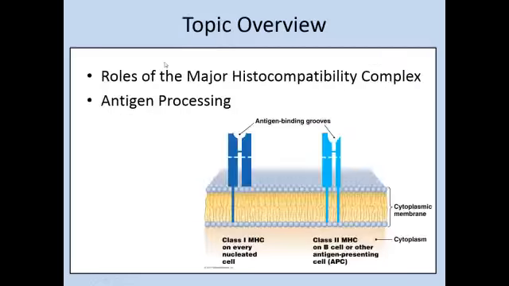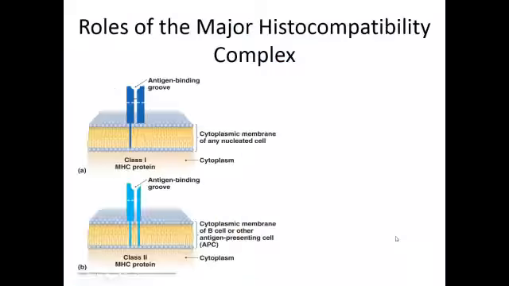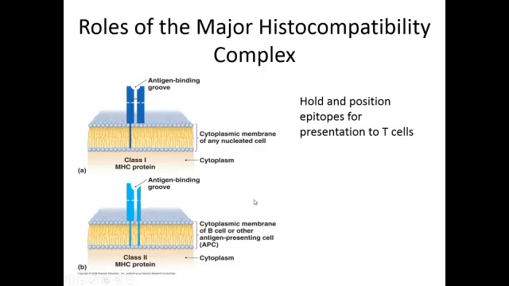In this topic, we will be covering the roles of the major histocompatibility complex and antigen processing. First up, roles of the major histocompatibility complex, or MHC. All cells have what is called MHC class 1. And basically it holds and positions epitopes for presentation to T cells. Well, what does that mean? Well, we're going to be talking about that in the next two slides.